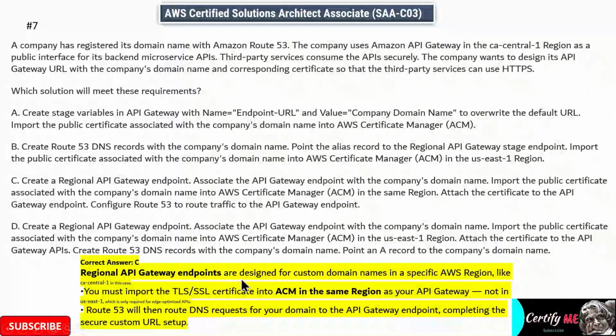Regional API gateway endpoints are designed for custom domain names in a specific AWS region, like CA Central 1 in this case. You must import the TLS or SSL certificate into ACM in the same region as your API gateway, not in US East 1, which is only required for edge optimized APIs. Route 53 will then route DNS requests for your domain to the API gateway endpoint, completing the secure custom URL setup. Next question.